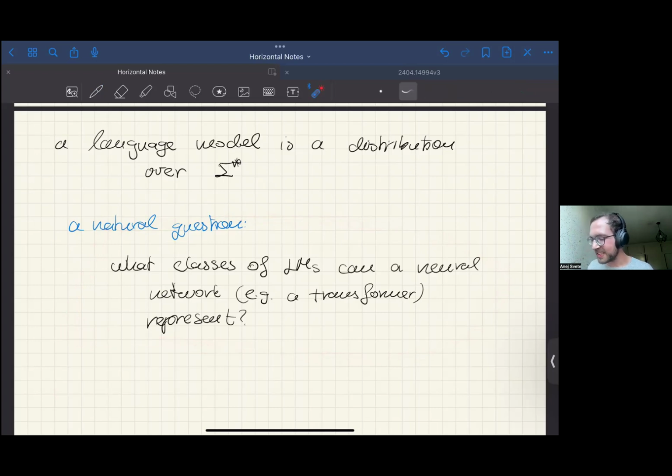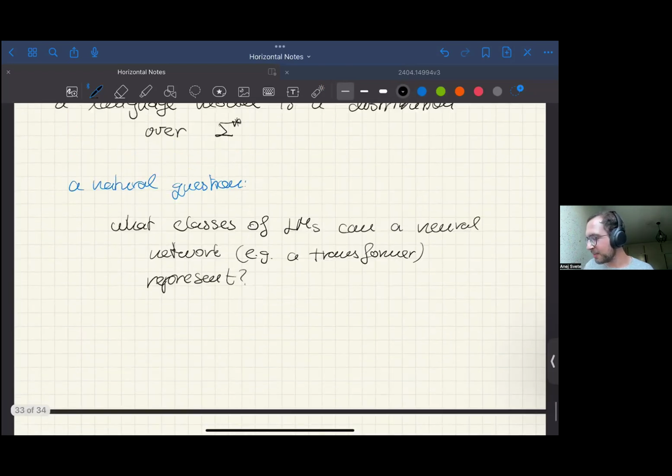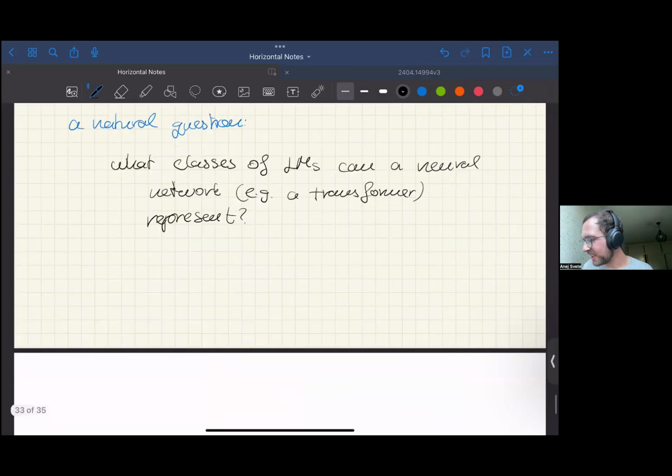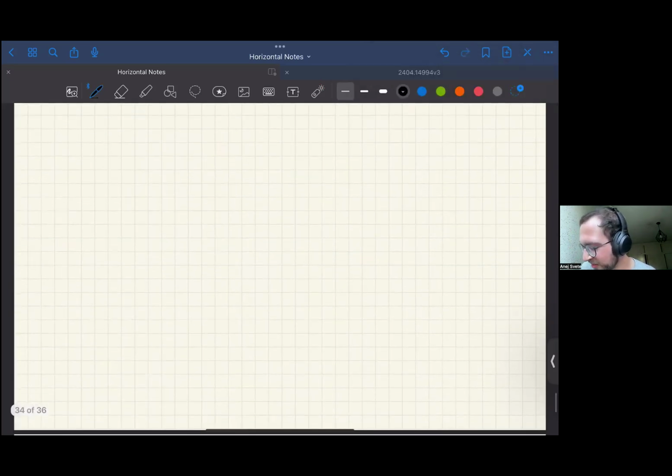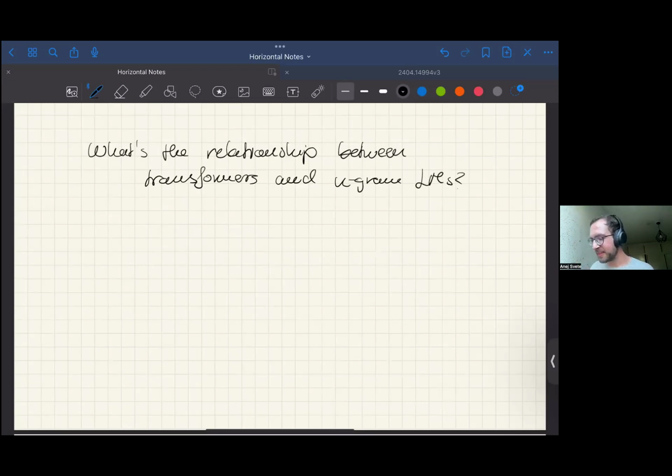This is the question we apply to transformers in this particular paper, where we see, more concretely, what the relationship is between transformers and n-gram language models. Okay, so this is the somewhat precise question that we try to address here.